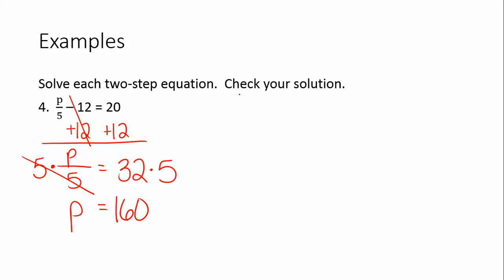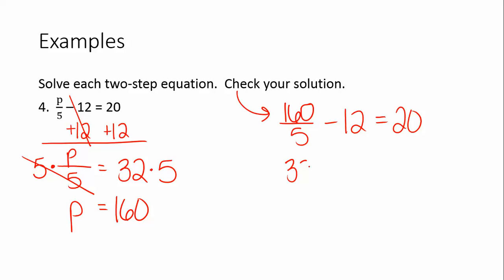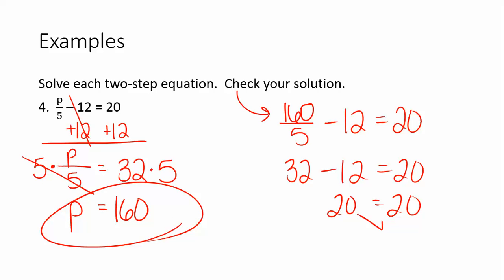It does ask us to check here. I think I just randomly put check your solution on several of these examples. So we're going to take 160, plug it back in for p. So 160 divided by 5 minus 12, does that equal 20? 160 divided by 5 is 32. 32 minus 12 is 20. So we're correct, so p equals 160.